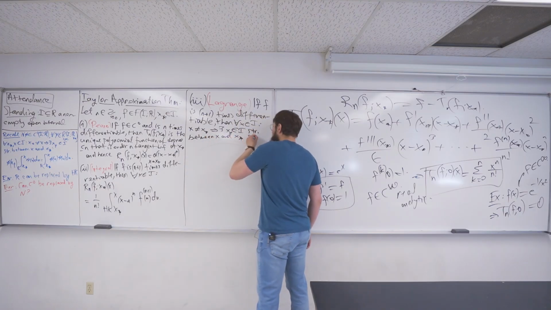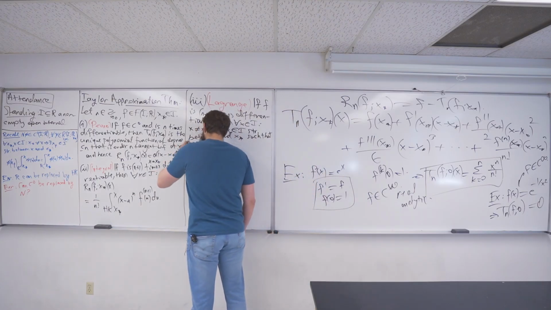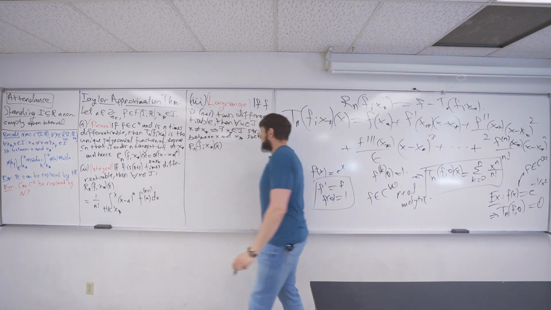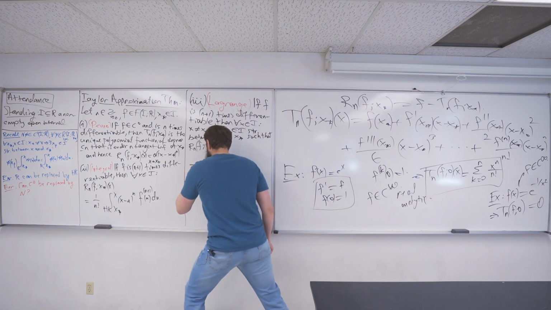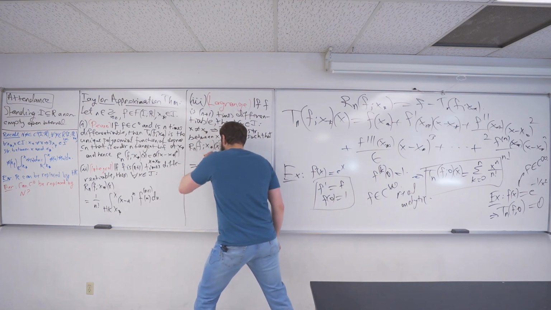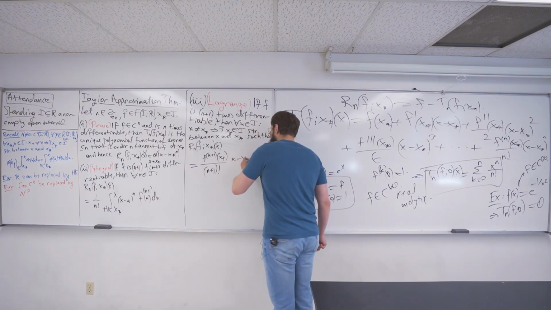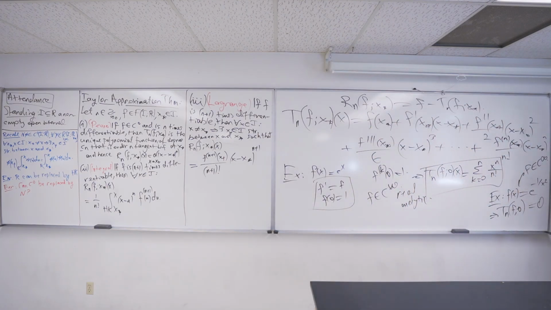such that the nth remainder evaluated at x is the n plus first derivative of f evaluated at this new point divided by n plus 1 factorial times x minus x star raised to the power n plus 1. Okay.